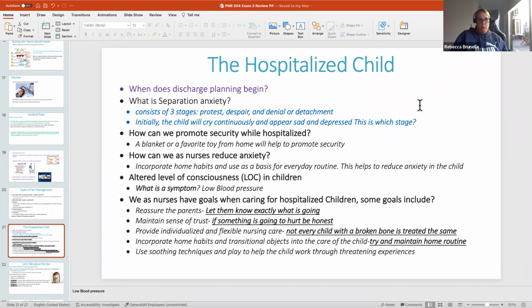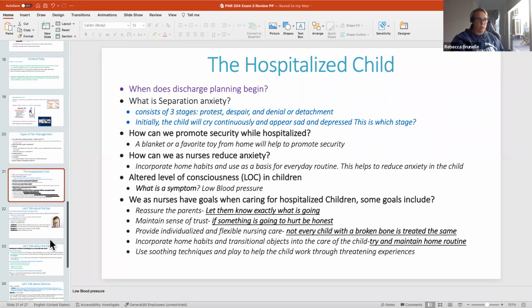And there are certain things that can alter level of consciousness. One of them being a low blood pressure, also having a low blood sugar level, being dehydrated. Paying really close attention to level of consciousness is very important, because very subtle changes in their level of alertness or their level of consciousness can be an indication that you need to evaluate further and see what else is going on.